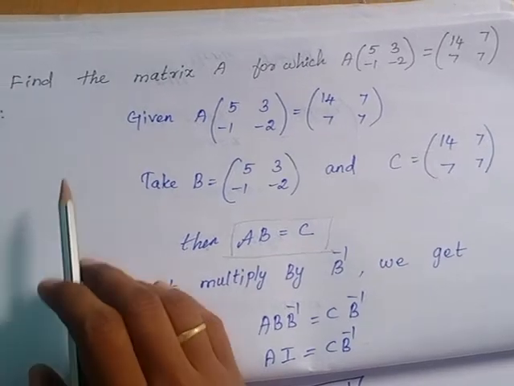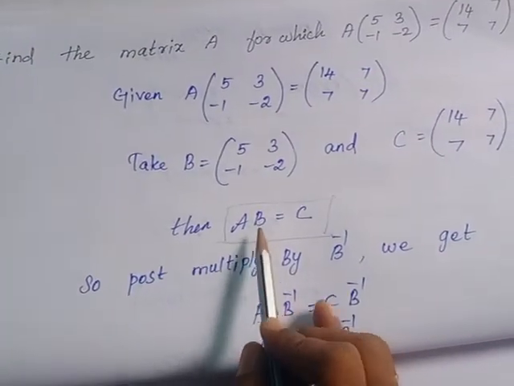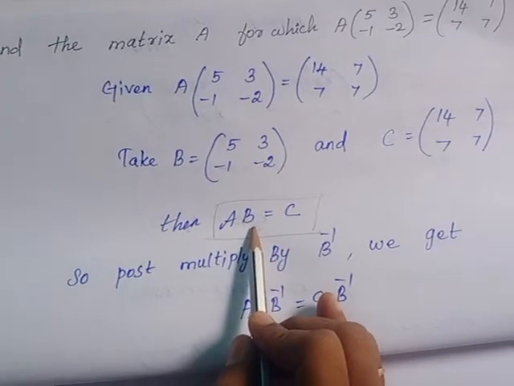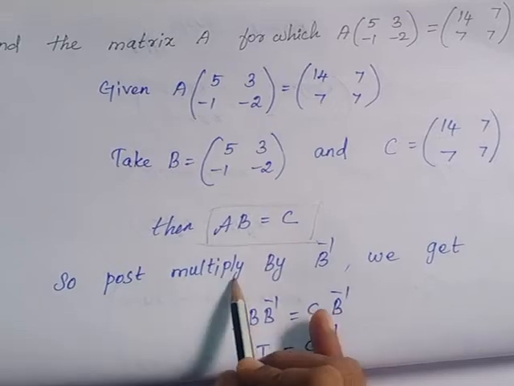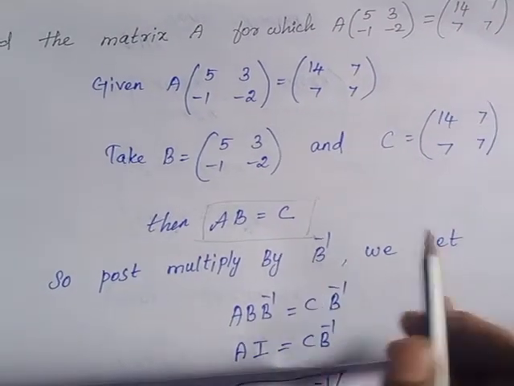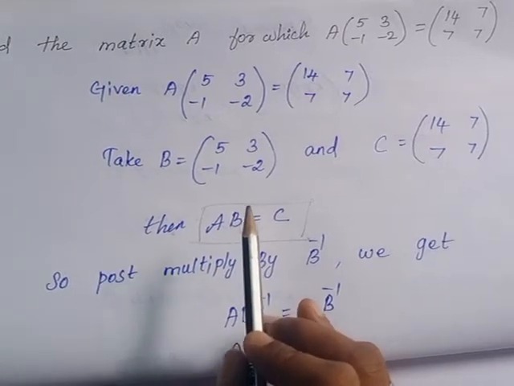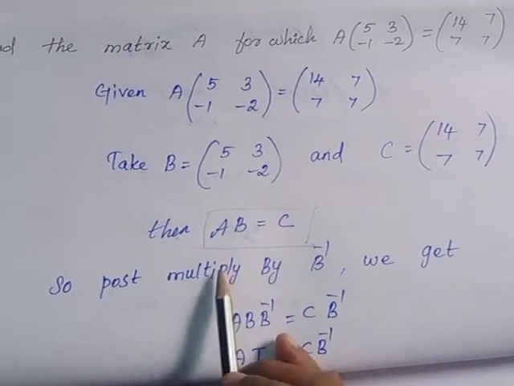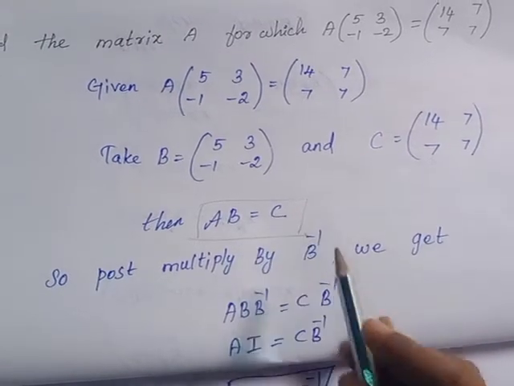In the given problem, we have to find the matrix A. So in this relation, B is unwanted, so I want to eliminate B. So I have to post-multiply by B inverse on both sides. Post-multiply means you multiply that matrix on the right side. So A B B inverse equals C B inverse.